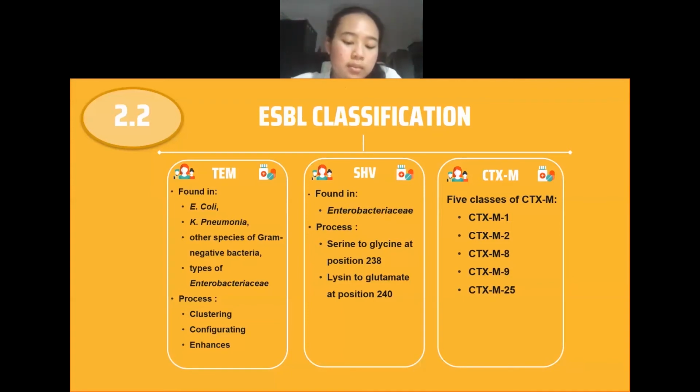Next is cefotaxime-Munich, or CTX-M. CTX-M type of ESBL are found in different Enterobacteriaceae. Until now, there are 5 classes of CTX-M, which are CTX-M1, CTX-M2, CTX-M8, CTX-M9, and CTX-M25. CTX-M is a unique type of ESBL because there is no point mutation in its processes. It is known that CTX-M is able to hydrolyze cefotaxime better than ceftazidime and cephalothin better than penicillin.